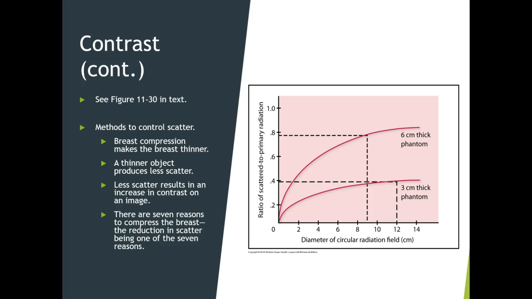So you can see by looking at this here, you can see how compression will control the scatter, therefore improving our contrast. The less scatter, the less fog, meaning that we're getting better contrast. So there are 7 reasons to compress the breast, the reduction in scatter being one of the 7 reasons.